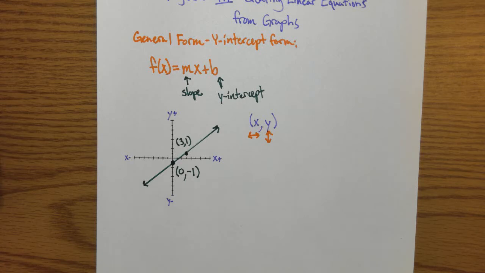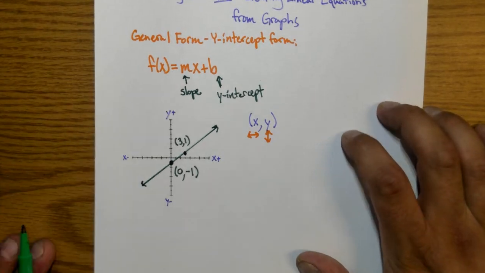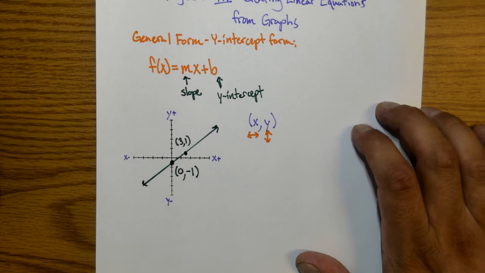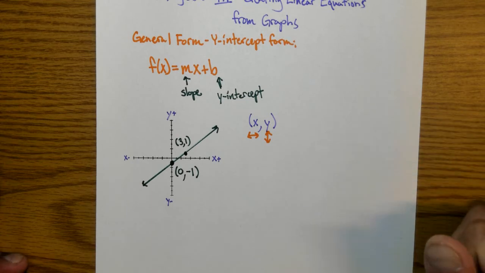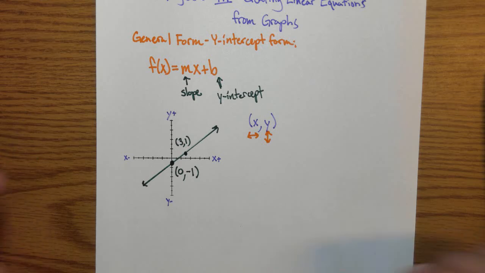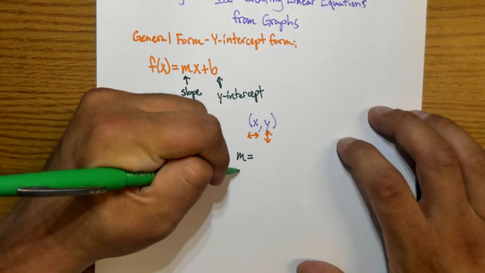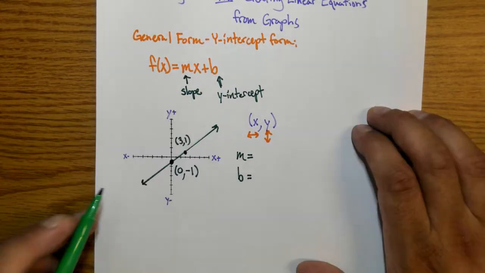Well, let's think about what we need for that equation. Looking at our general form, we need to find our m and we need to find our b. Now, one might be easier to find than the other, but I promise you neither of them is that challenging. Now, this should be review, right? So hopefully this is all ringing a bell. So we need to define our m, and we need to define our b.